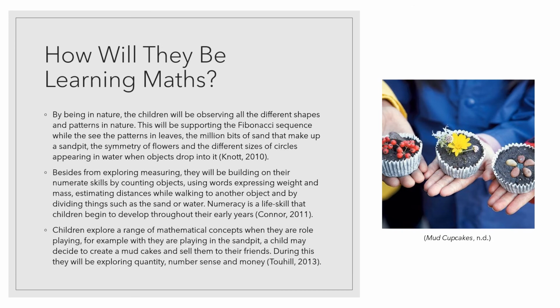How do children learn maths in their environment and during free play? Being in nature, the children will be observing all different shapes and patterns in nature. This will be supporting the Fibonacci sequence while they see patterns in leaves, the millions of bits of sand that make up the sandpit, the symmetry of flowers, and the size differences of circles appearing in water when objects drop into it.